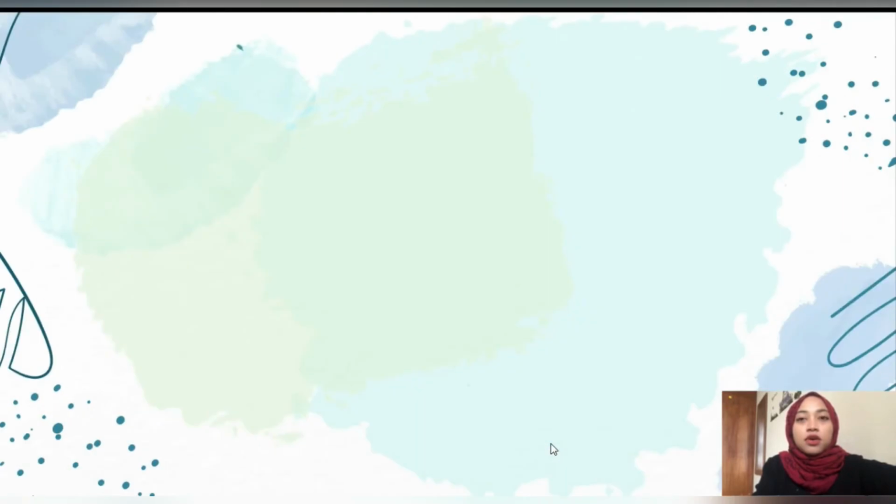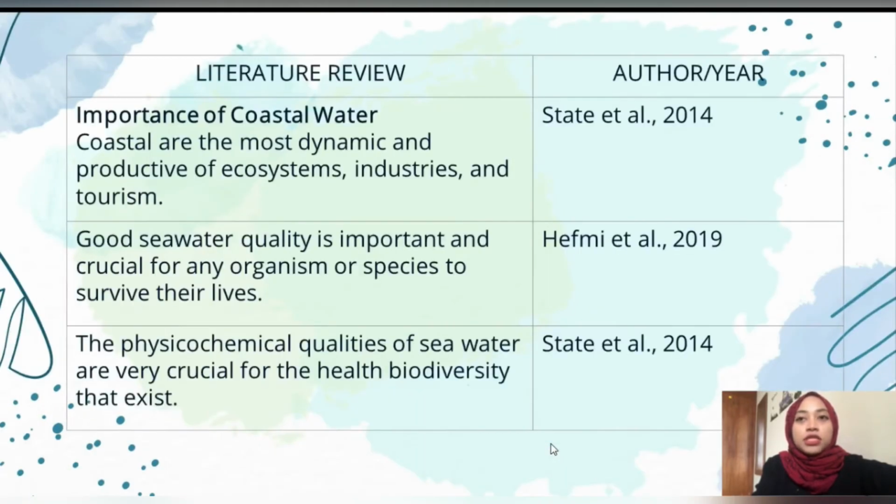According to State et al. 2014, the importance of coastal water is because it is the most dynamic and productive of ecosystems, industries and tourism. Hafmi et al. 2019 stated that good seawater quality is important and crucial for any organism or species to survive their life. According to State et al. 2014, the physico-chemical qualities of seawater are very crucial for the healthy biodiversity that exists.